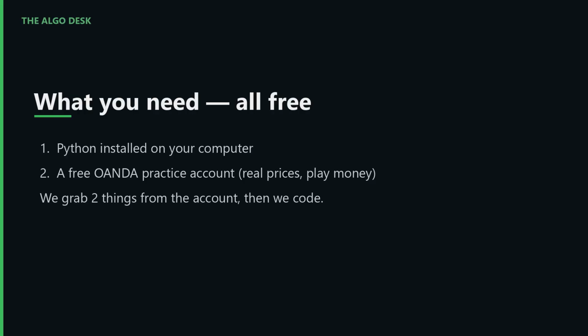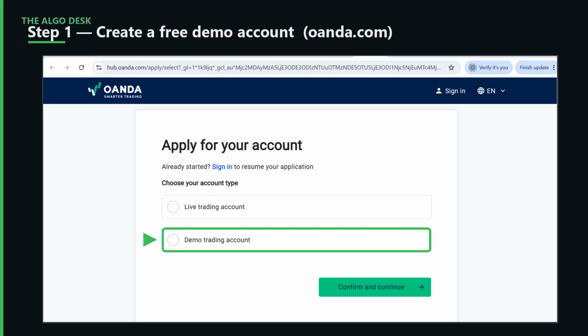Let's start with the account. Open your browser and go to OANDA.com and look for Open a Demo Account, or just search OANDA Demo Account. You'll land on this page. Apply for your account. It asks you to choose an account type. We do not want the live trading account. That one is real money. Choose demo trading account, click confirm and continue, and follow the prompts. It's just your name, your email, and a password. It takes about 2 minutes. There's no deposit and no card required.